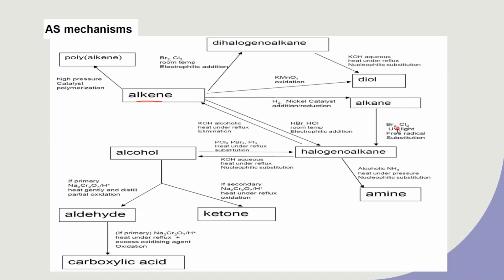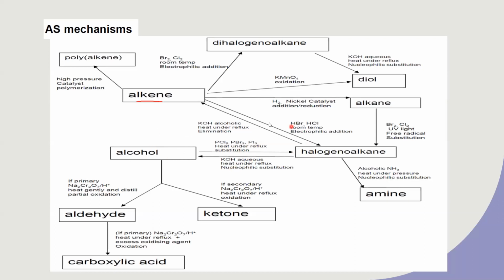Alkanes undergo a substitution reaction with bromine and chlorine in the presence of ultraviolet light. We call that a free radical substitution reaction. Halogenoalkane, in the presence of alcoholic potassium hydroxide, will form alkene. That's called an elimination reaction. Halogenoalkane reacts with alcoholic ammonia to form amines. Sorry, halogenoalkane, if we use aqueous potassium hydroxide, will produce alcohol.